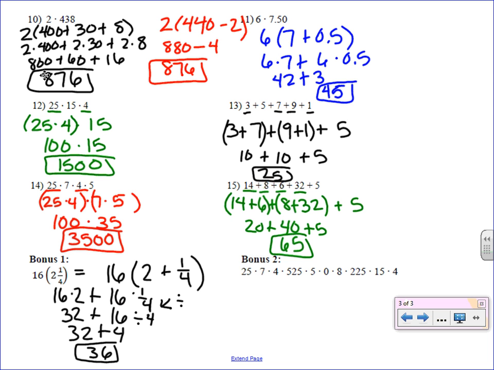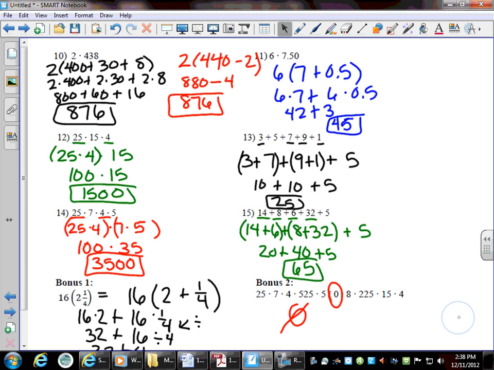And the last one, you have a big long string of numbers and something being multiplied by 0. Well, by the multiplicative property of 0, anything times 0 is 0. So it doesn't matter what all the other numbers are, because it's being multiplied by 0 in the middle, the entire thing is 0.